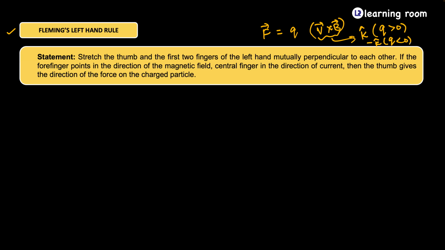It is not Fleming's left-hand thumb rule or something. There, what we discussed is the right-hand thumb rule because the thumb was playing an important role. So we use only the thumb and the right hand. Here, why we call it Fleming's left-hand rule is that we are going to use 3 fingers.